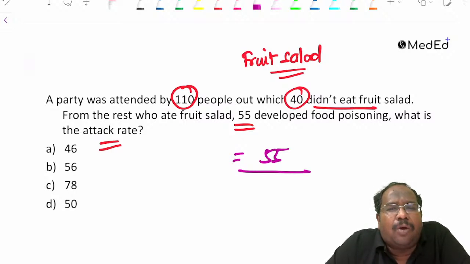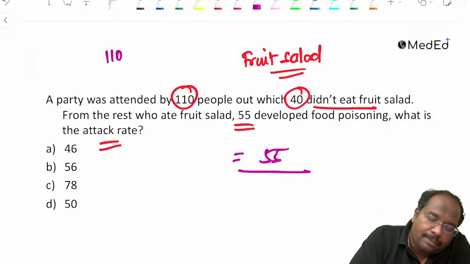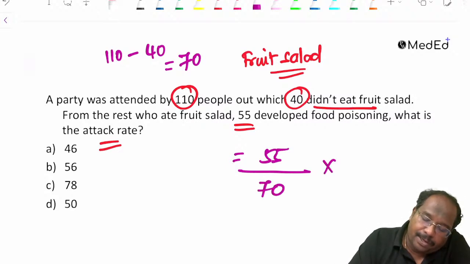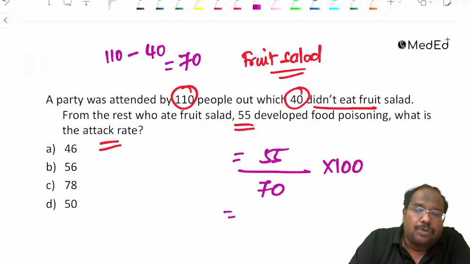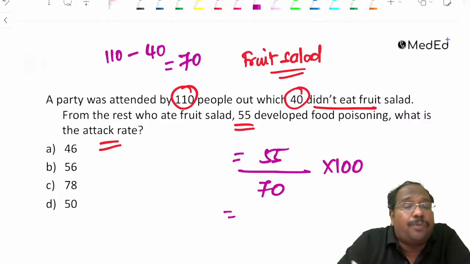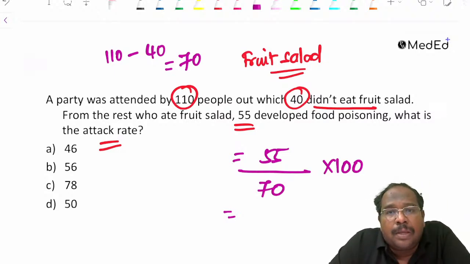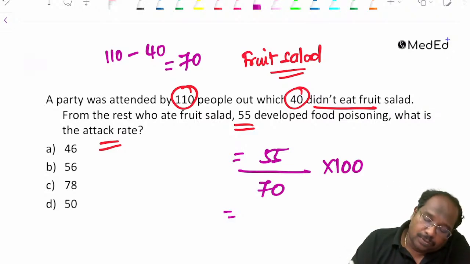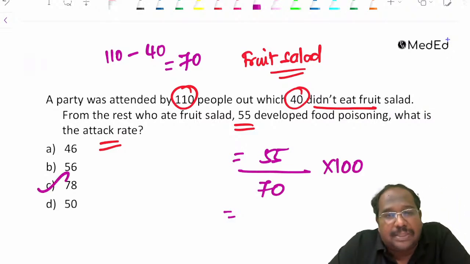From the rest, how many people are exposed? People are at risk. 110 people are totally there, but out of them 40 did not eat fruit salad. So 110 minus 40 is 70. 70 multiplied by 100. Some of you may ask why not 110? Because the 40 people who did not eat fruit salad are not at risk. So the answer will be 78%. The attack rate for this condition is 78%.